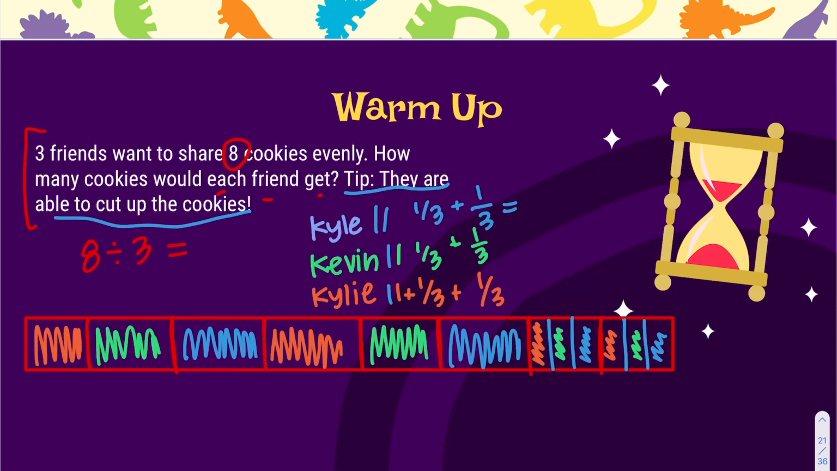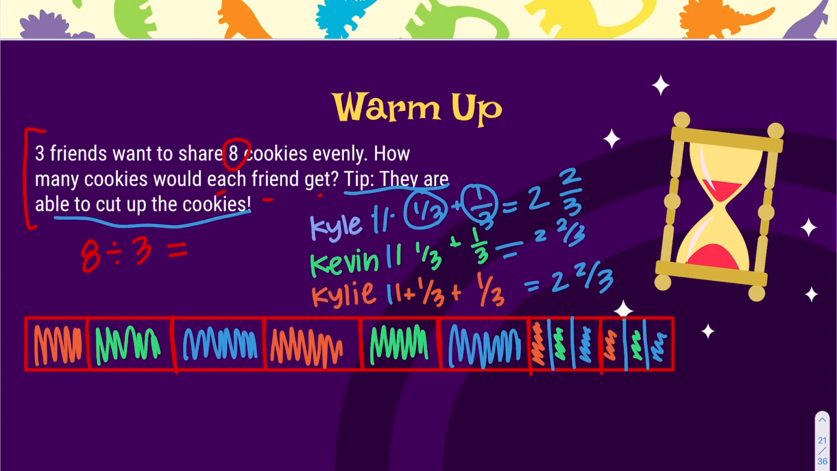I'm just going to count up what Kyle got. He has 1, 2, and then we have 2/3. So he has 2 2/3, and then same as Kevin, 2 2/3, and same as Kylie. Okay.